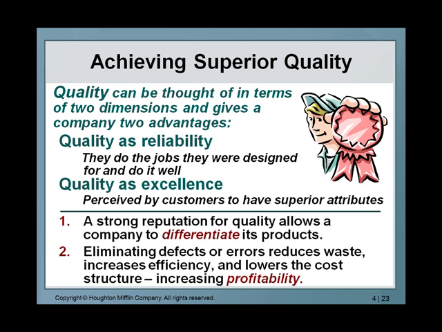We said that before. A strong quality reputation helps me to differentiate myself. Differentiation creates customer value. Customer value means more money, more willingness to pay, and so likelihood of competitive advantage. But also, by eliminating defects and errors, I reduce my waste. That increases my efficiency, and increasing efficiency lowers cost structure. A lower cost structure is likely to increase profitability.